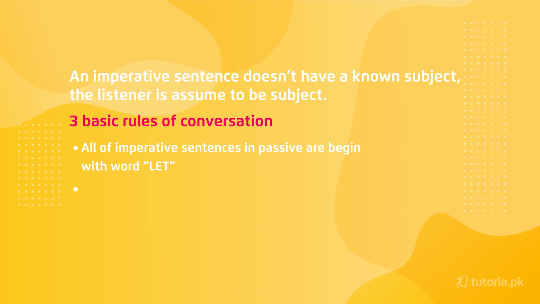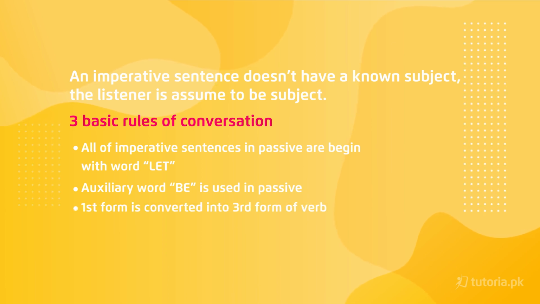The second rule is the word be is used as an auxiliary verb in passive voice of imperative sentence. यानी कि be जो word है वो हमेशा as an auxiliary verb, as a helping verb use किया जाएगा imperative sentence को जब हम passive में convert करेंगे. The third and last rule is the base form, यानी कि first form of the verb is converted into past participle, third form में convert की जाएगी for making passive voice of imperative sentence. Imperative sentence को passive में convert करने के लिए जो first form है उसको third form में convert किया जाएगा.